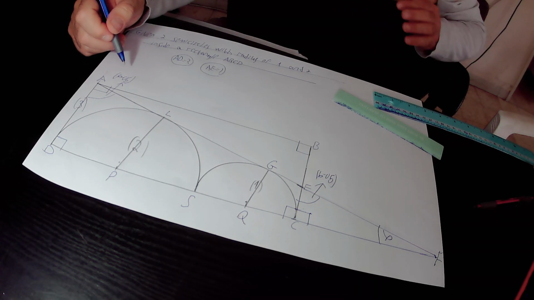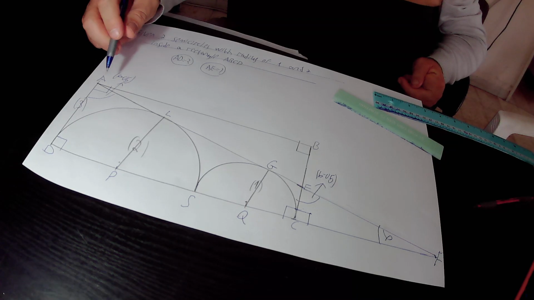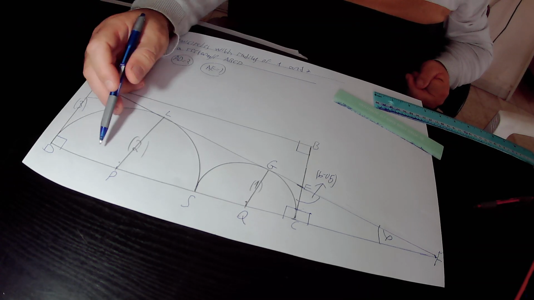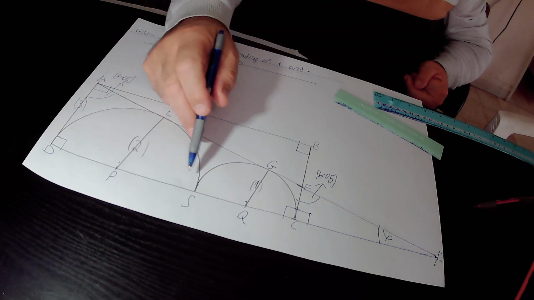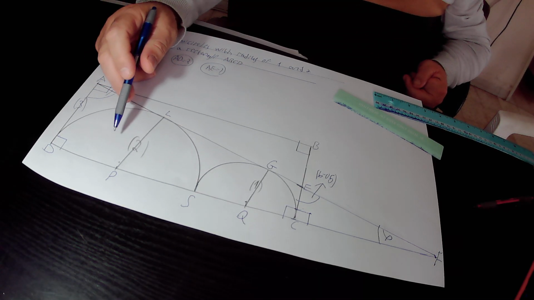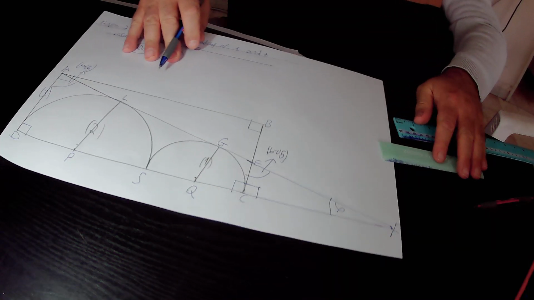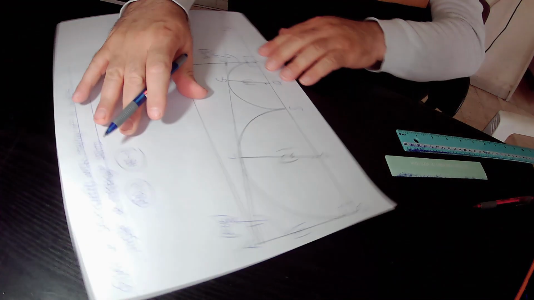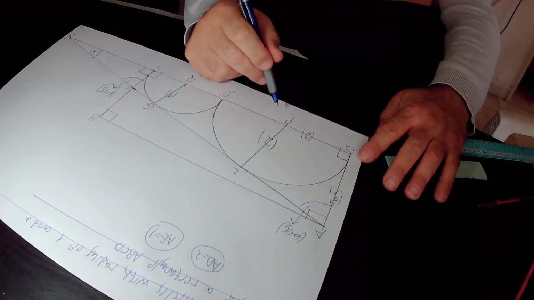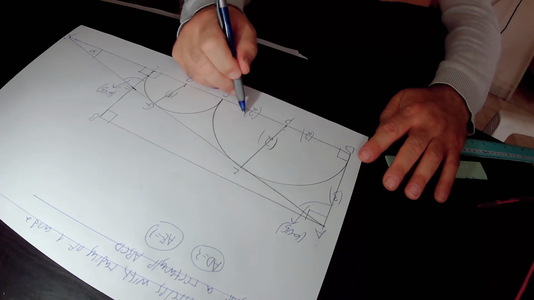So we have here side DP, line segment DP equals line segment PS. They are both radii of this semicircle, which equals 2. Therefore, the radius DP equals 2 and the radius PS also equals 2.